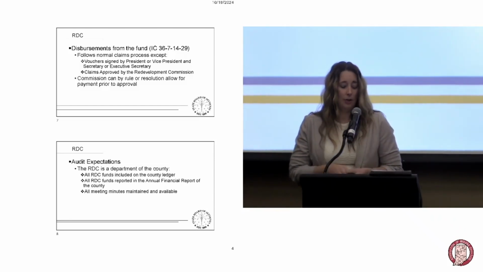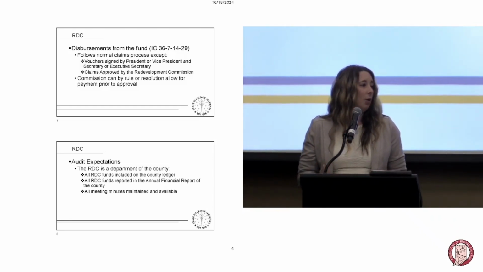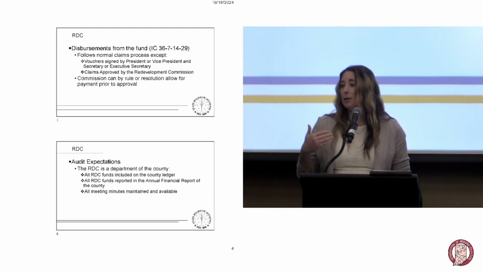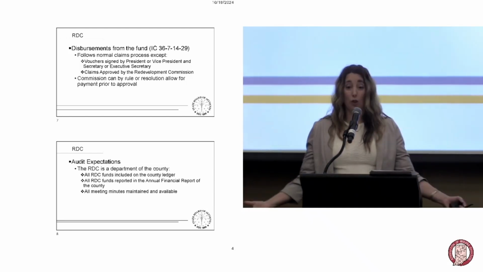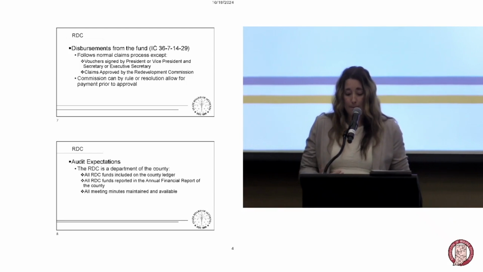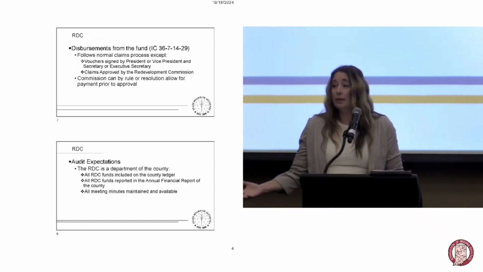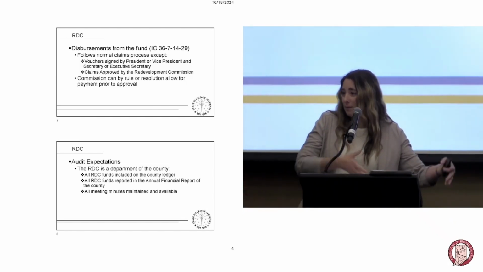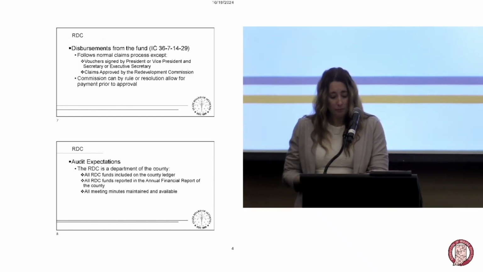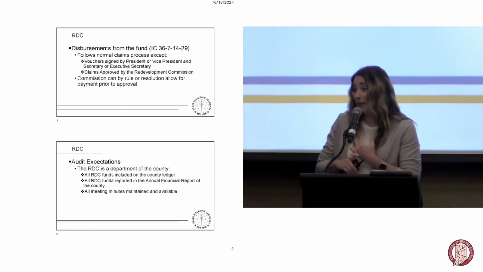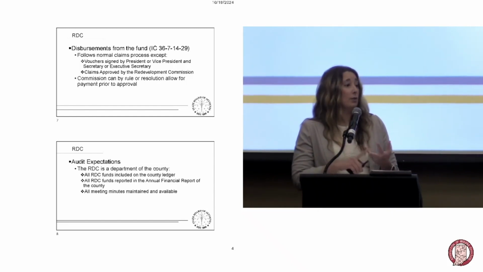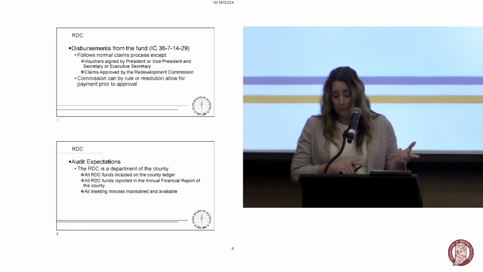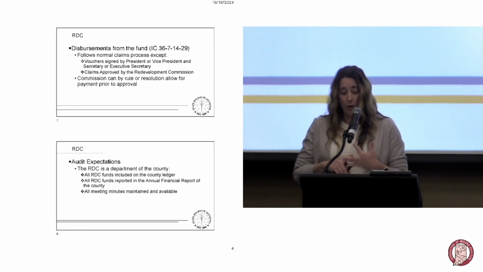All right, so during the audit for the county, the Redevelopment Commission is a department of the county, right? It is considered that way because the county created it, and the commissioners also appoint the commission's board. All the funds are now running through the county ledger, and it's up to the auditor to maintain those. So you're also reporting them on your AFR.